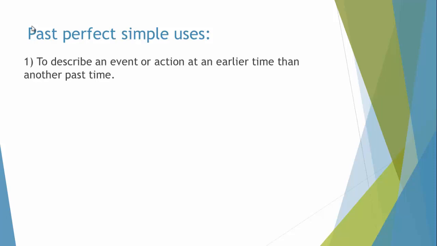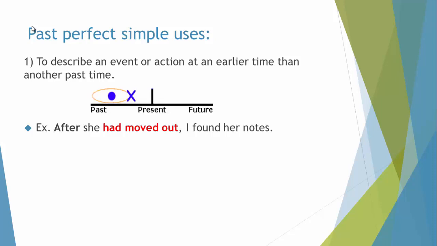Now it's time to learn about the past perfect simple uses. And number 1, to describe an event or action at an earlier time than another past event. For example, after she had moved out, I found her notes. So first she moved out and then I found her notes.